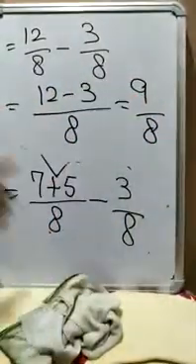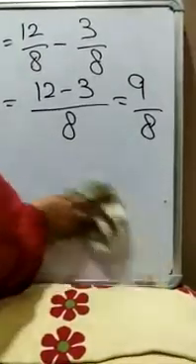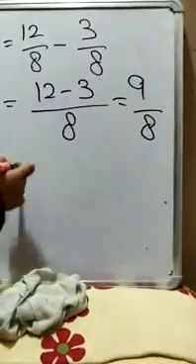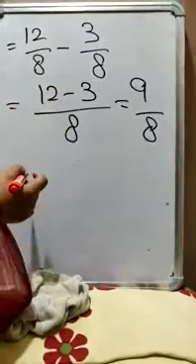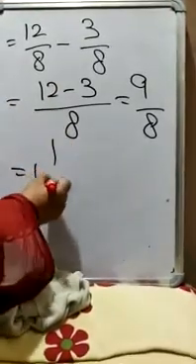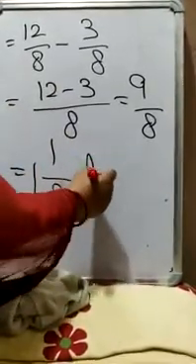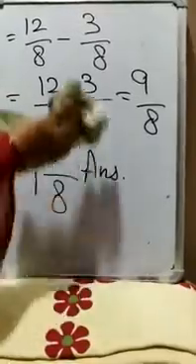Now this 9 by 8 is an improper fraction. So this improper fraction will be converted into a mixed number. So it is 1 and 1 by 8. This is the answer. So in this way, children, you have to do it.